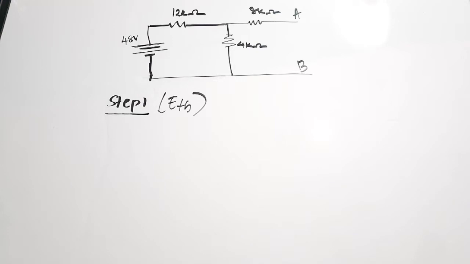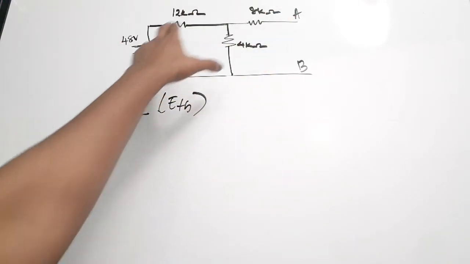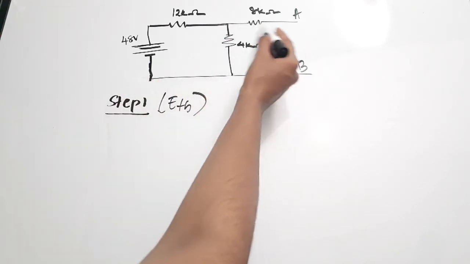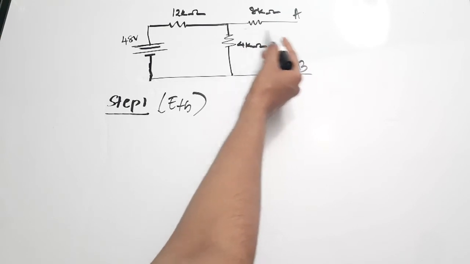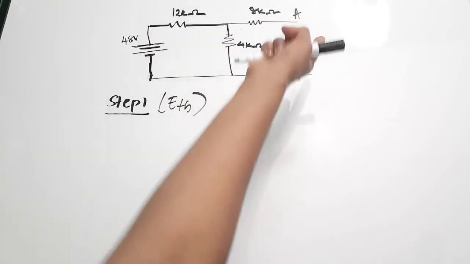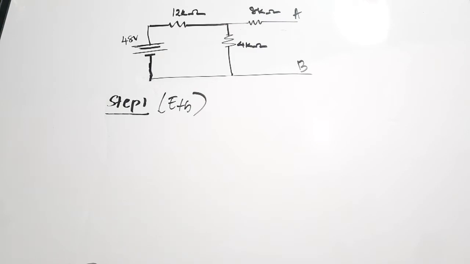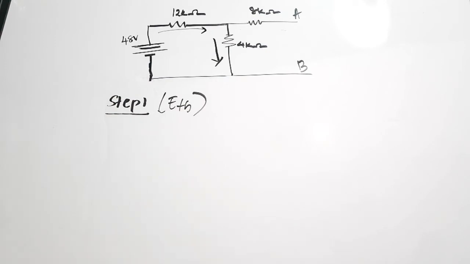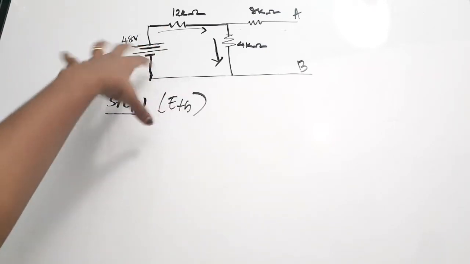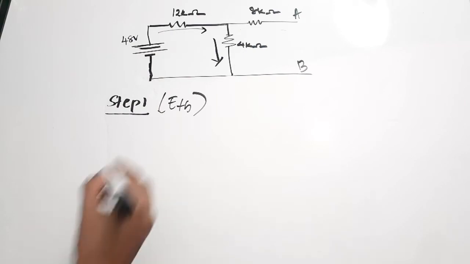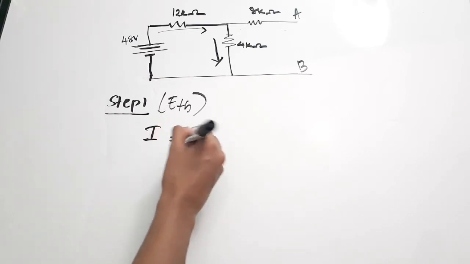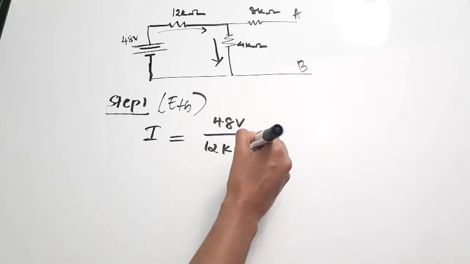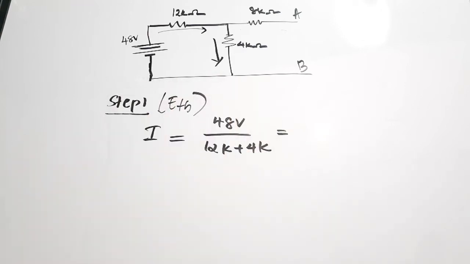Now how to find the voltage? First we'll find the current in this circuit. Since there is an open circuit, the 8 kilo ohm is connecting to an open circuit, so there won't be any current flowing through 8 kilo ohm. The current will be flowing through 12K and also 4K, and that current is generated with the help of this voltage source. So what will be the current? Current I will be equal to 48 volt by 12K plus 4K, right?